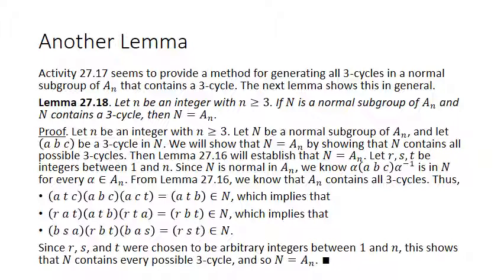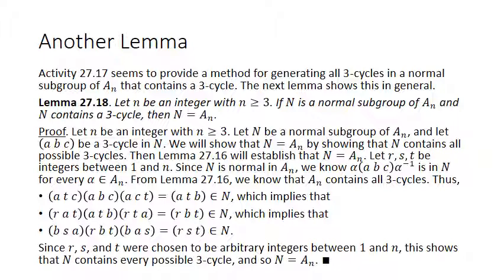Okay, so let little n be an integer with little n greater than or equal to 3, and let big N be a normal subgroup of A_n, and let (a b c) be a 3-cycle that is in big N. We will show that big N equals A_n by showing that N contains all possible 3-cycles. Then Lemma 27.16, which was the last one, will establish that N equals A_n. So let r, s, t be integers between 1 and n.